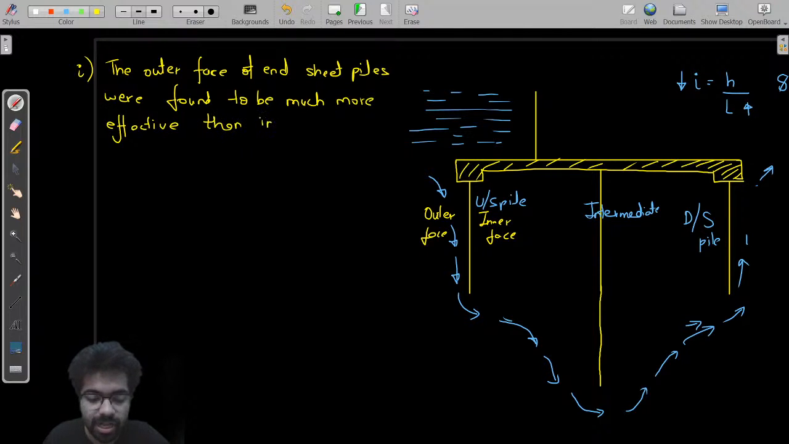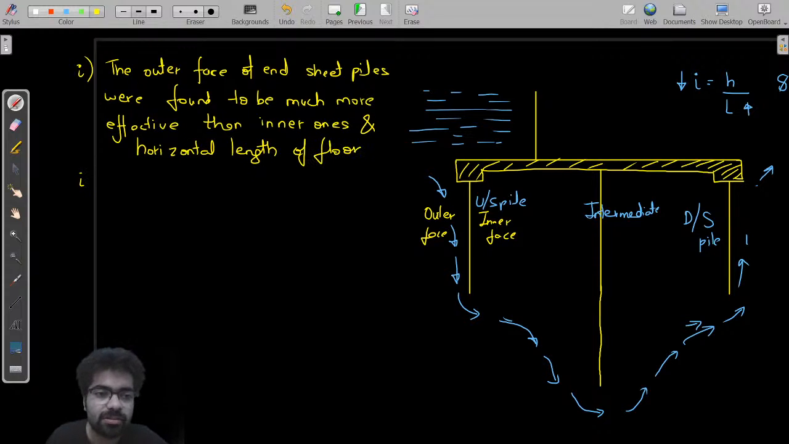I already told you, the inner faces, and also the horizontal length of the floor, because this horizontal length of the floor is also not contributing. Can you see? Water is not creeping along the horizontal length of the floor.